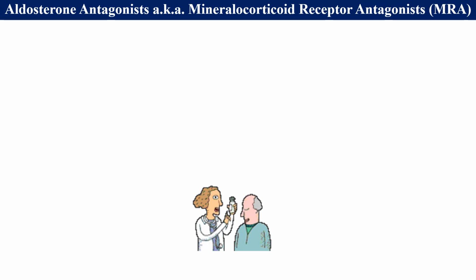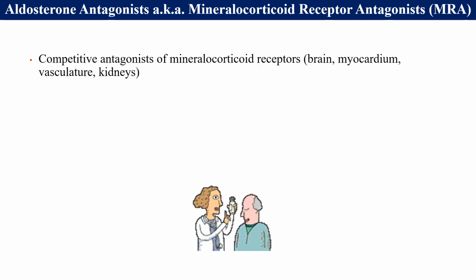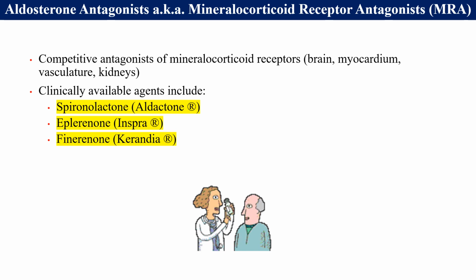Aldosterone antagonists, also known as mineralocorticoid receptor antagonists, are competitive antagonists that block mineralocorticoid receptors found in various tissues, including brain, myocardium, vasculature, and kidneys. Clinically available agents include spironolactone, eplerenone, and finerenone.